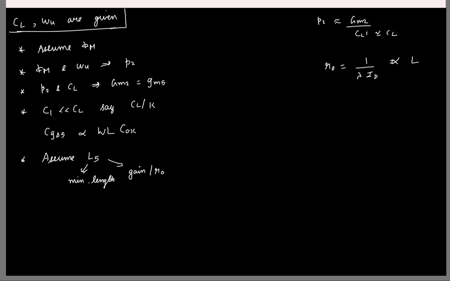Okay, so now I have L5. I know what my CGS is. What else can I find now? In this equation, what all things do I know? First of all, I know CGS. I know L. COX is a constant that you should know. So you can go and find W. Once you find W, so basically you can find W.